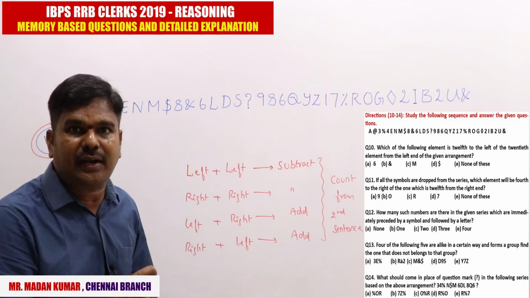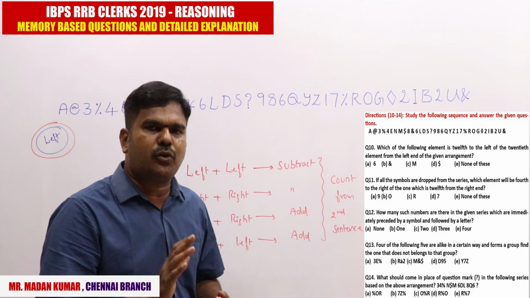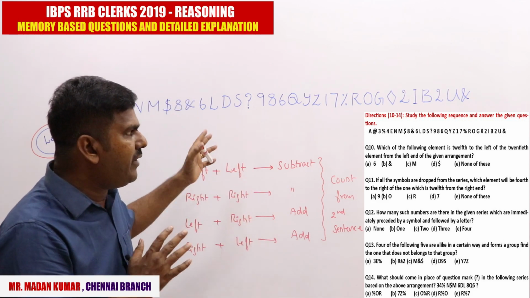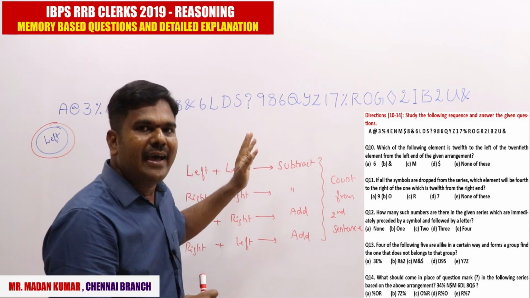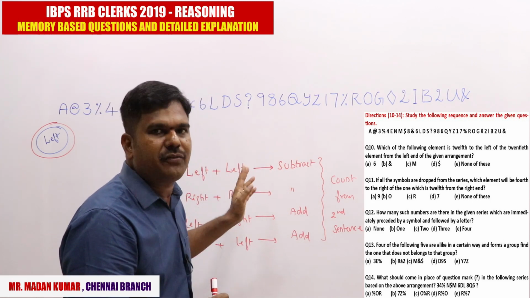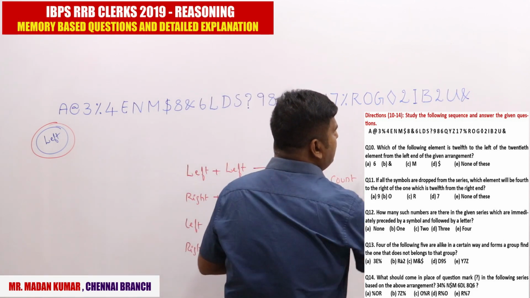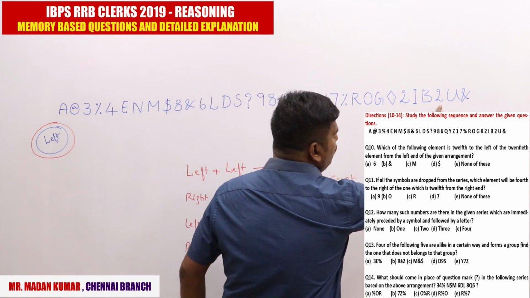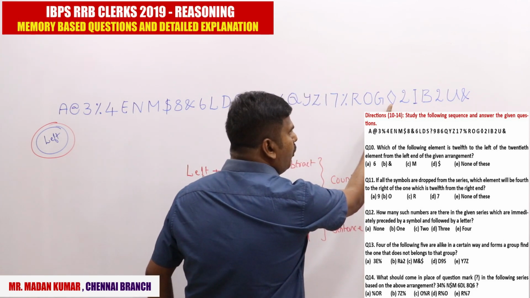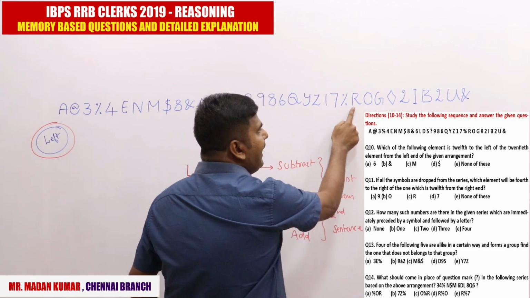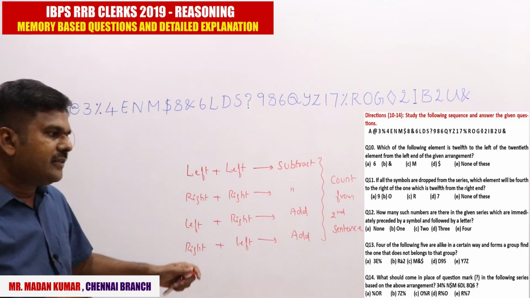What is the condition being given? Symbols must be dropped. So there is no need to work it out and waste time here. Just eliminate the symbols and count from the right end, which comes 8th from the right. The first one is ruled out, it is a symbol, so eliminated. You just count: 1, 2, 3, 4, 5, and this is also a symbol, ruled out. 6, 7, 8. Which is 8th from the right end? R. R is the answer, third option.